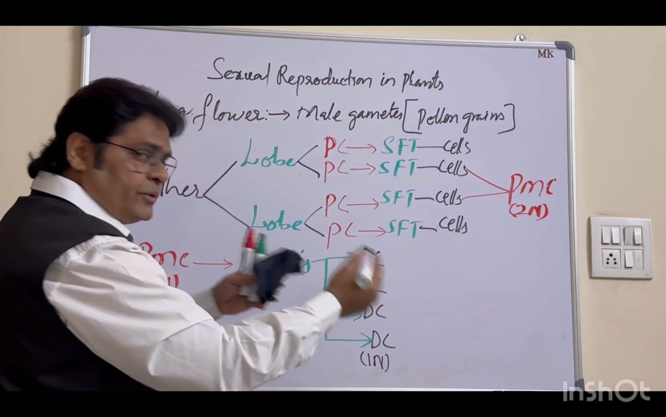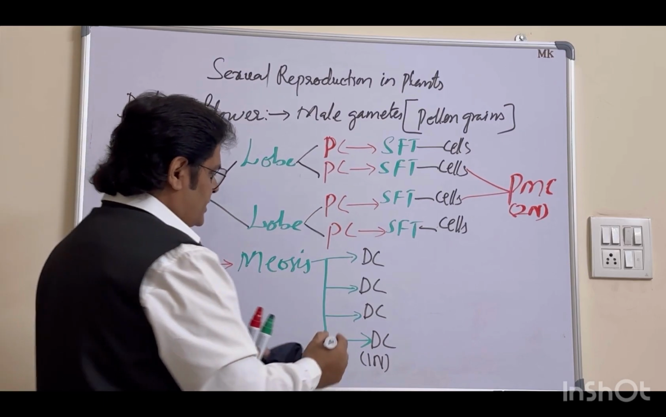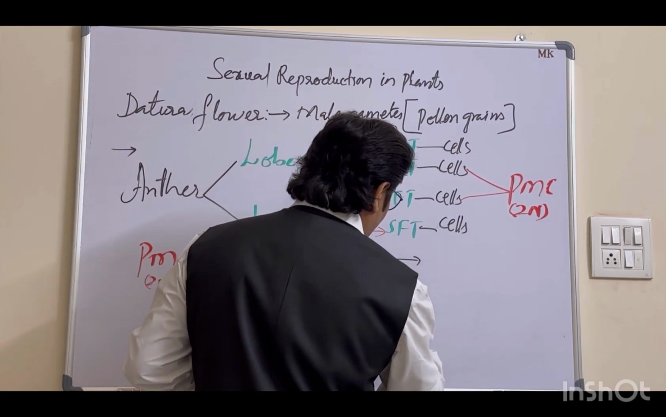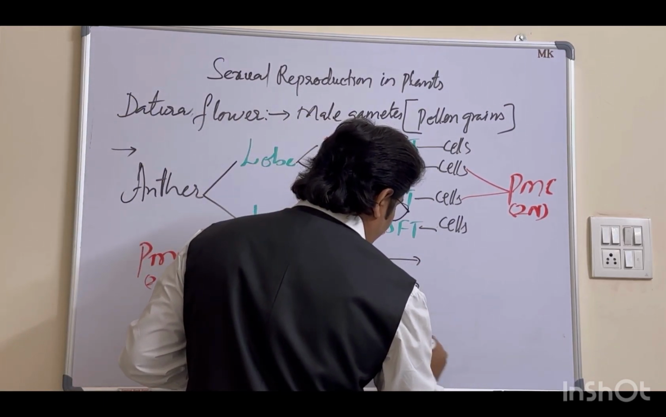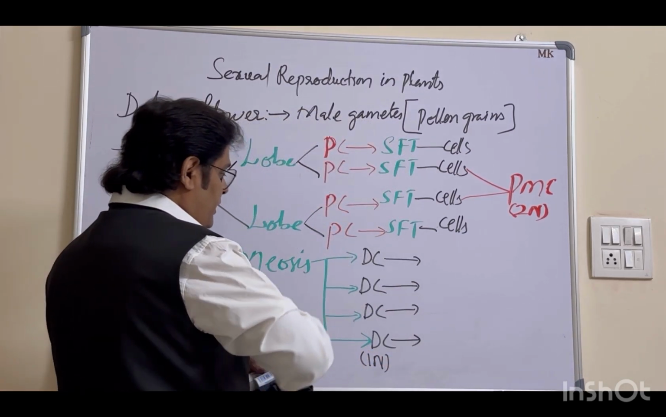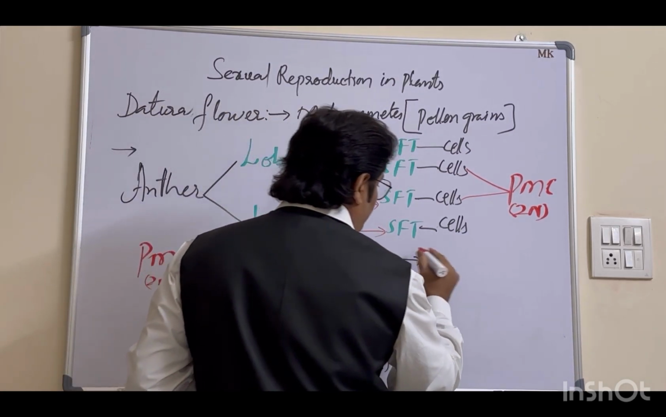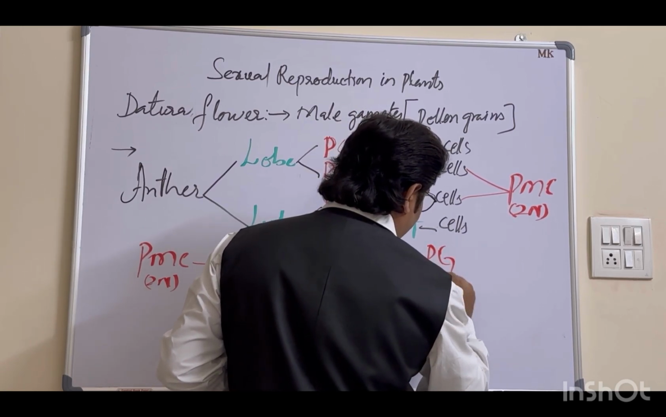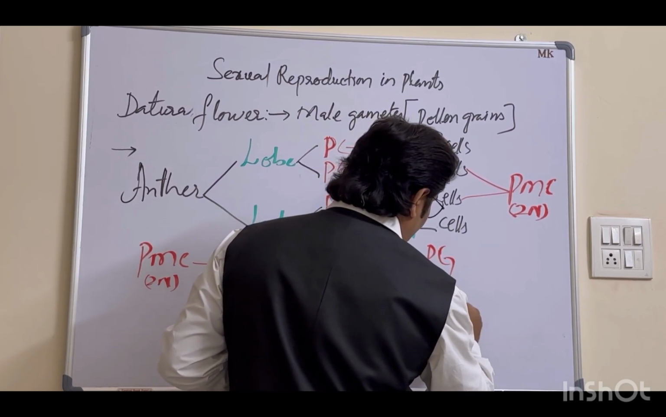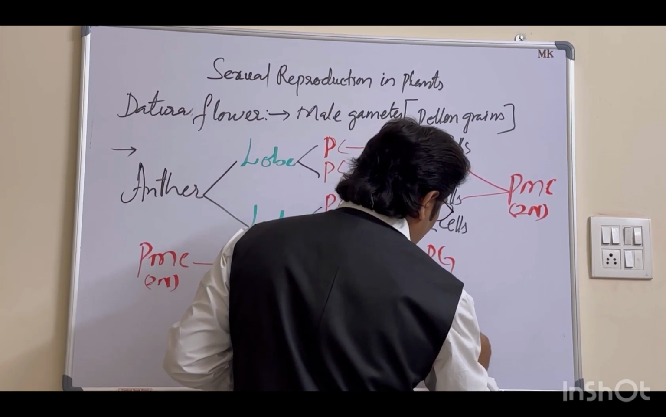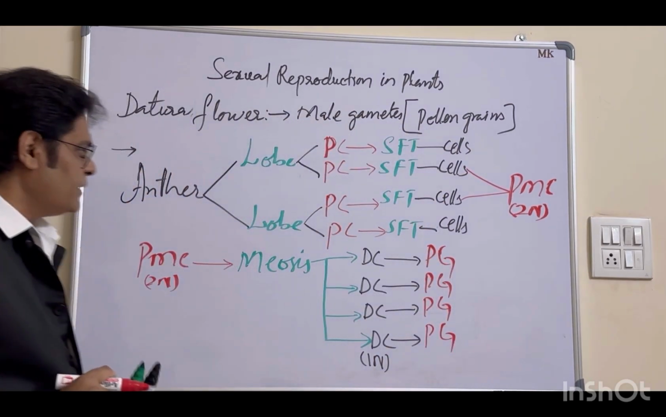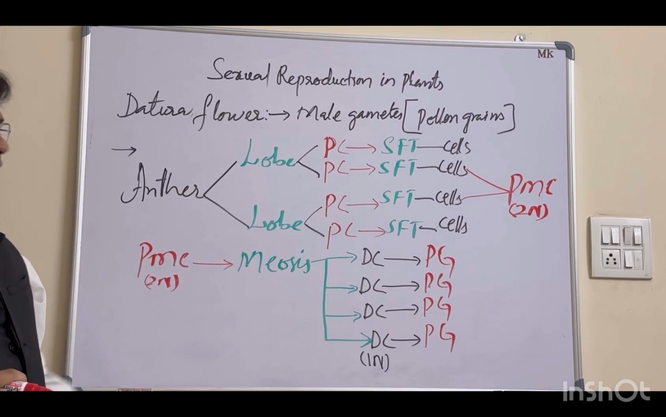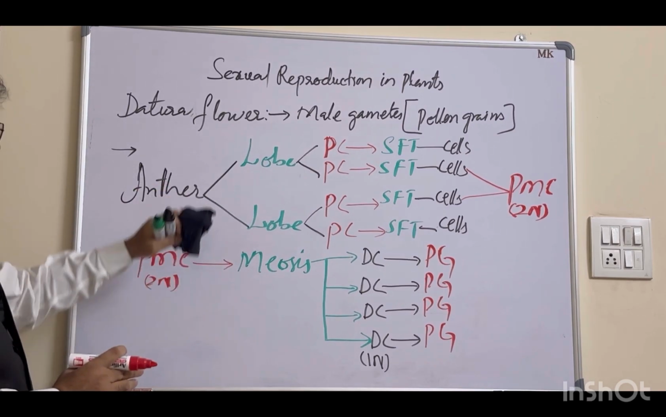In future, all these four daughter cells convert into pollen grains. Clear? This is the history of the pollen grains. Like this, the pollen grains are formed inside the anther.